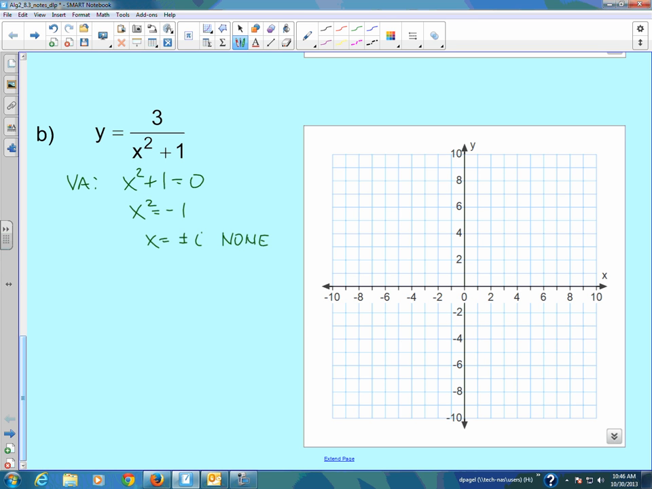None, because I've got imaginary values of x in the denominator. Everything works down there. I don't produce a 0 in the denominator, so there's no vertical asymptote. Horizontal: the degrees are smaller on the top than the bottom. And x-intercepts, once again, none, because I don't have any x values in the numerator.